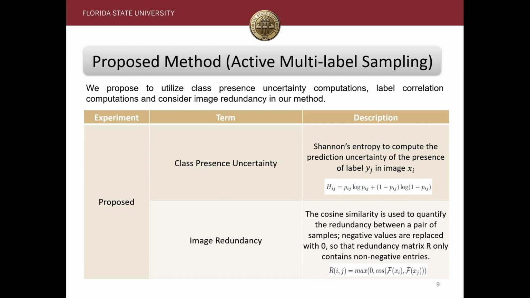So let's talk about the class presence uncertainty. Basically, we use Shannon's entropy to compute the prediction uncertainty of the presence of label yj in image xi, which is represented by hij. Here p is the probability of presence of certain labels for a particular image. Then we have the image redundancy. We use the cosine similarity to quantify the redundancy between a pair of samples where negative values are replaced with 0 so that the redundancy matrix R only contains non-negative entries. As you can see, it is represented by Rij, which is the max of 0 or the cosine function.